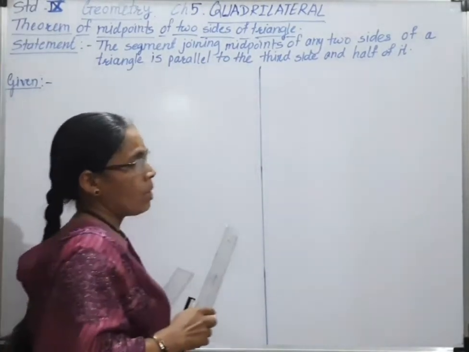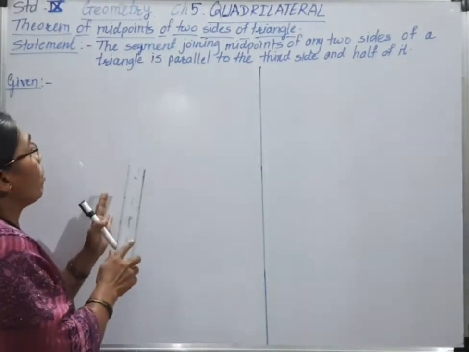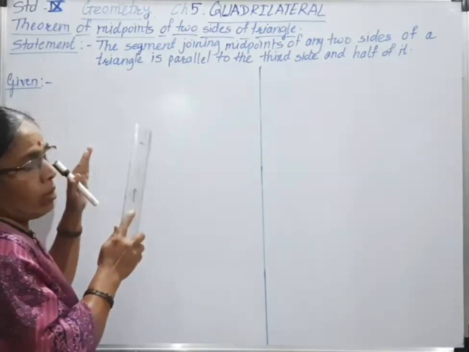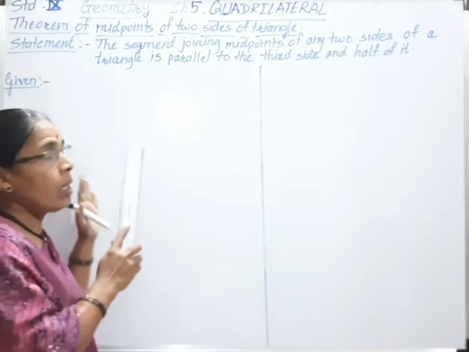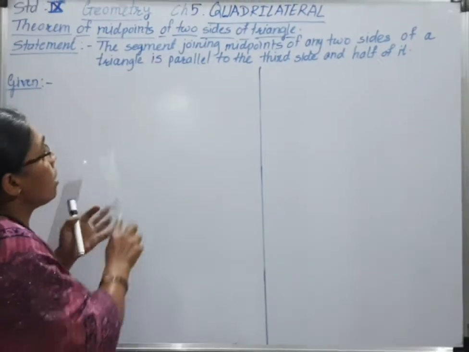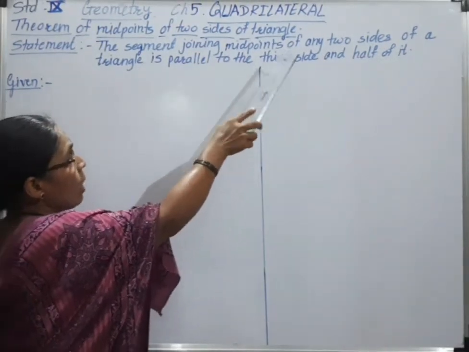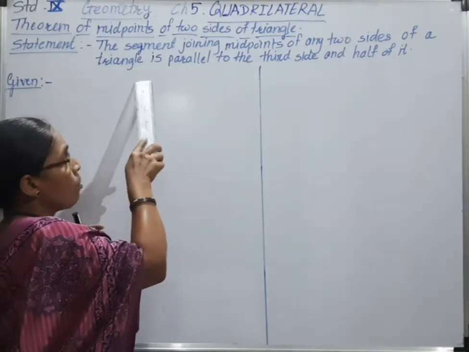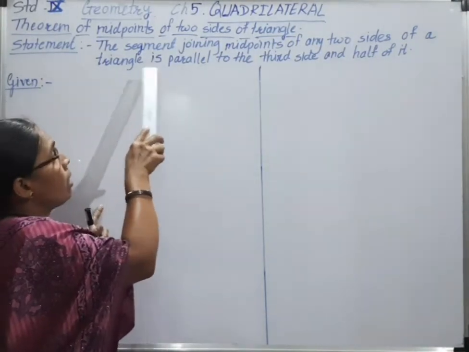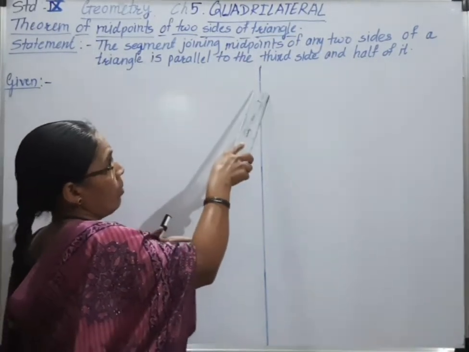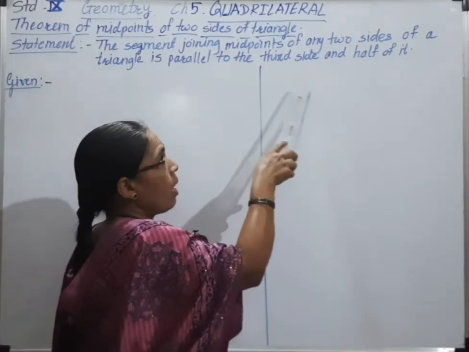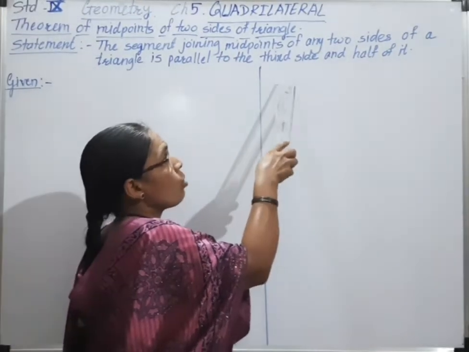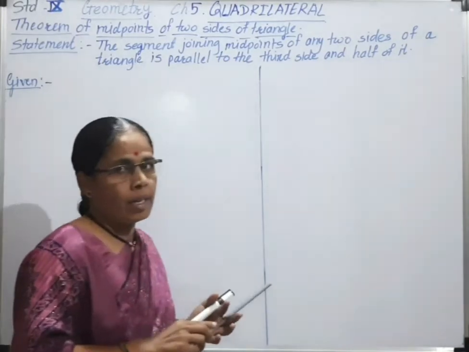it. Here we are learning about the midpoint of the triangle. The segment joining midpoints of any two sides of a triangle is parallel, means that segment is parallel to the third side of the triangle and that segment is also half of the third side.